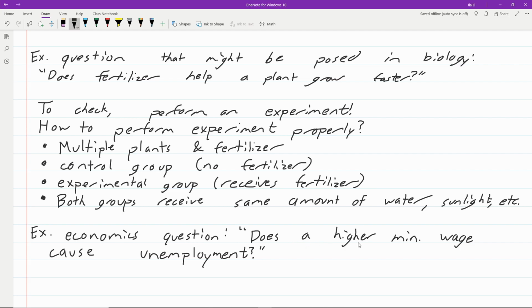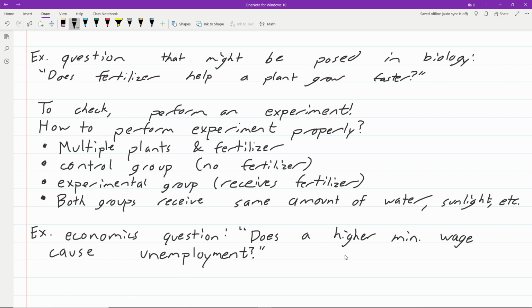The idea behind why a higher minimum wage might cause unemployment, by the way, is just that, well, if business owners have to pay higher wages to the employees, then it makes hiring employees less profitable, right? And of course, in the end, businesses are all about trying to make profit. So if hiring workers becomes less profitable, then they might hire fewer workers, right? Which of course might then lead to higher unemployment. So let's take this question as an example.